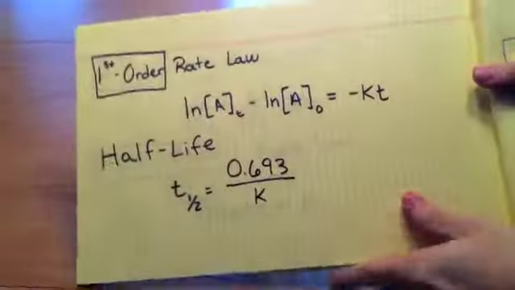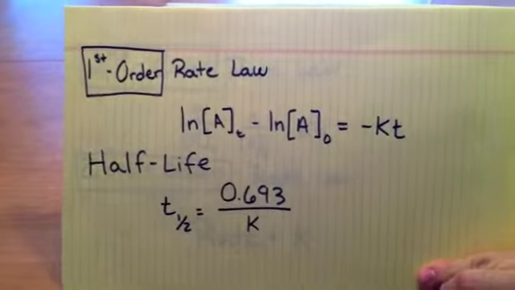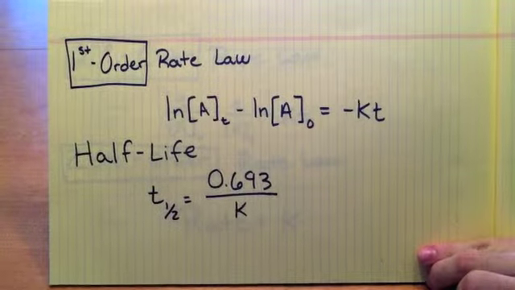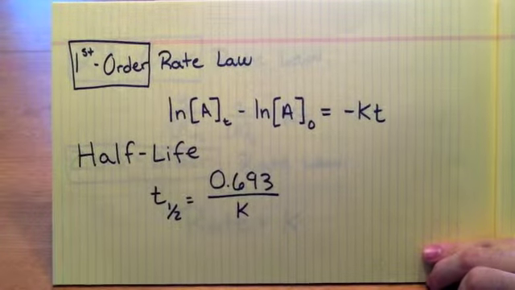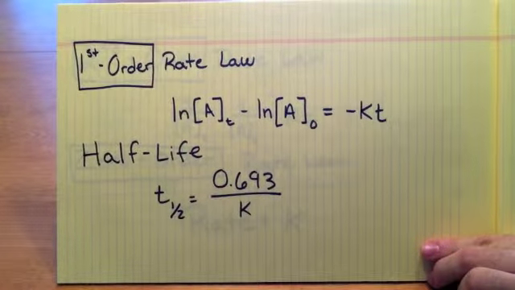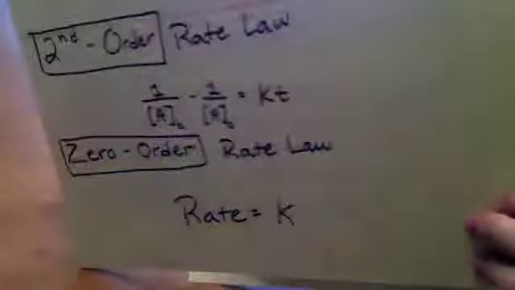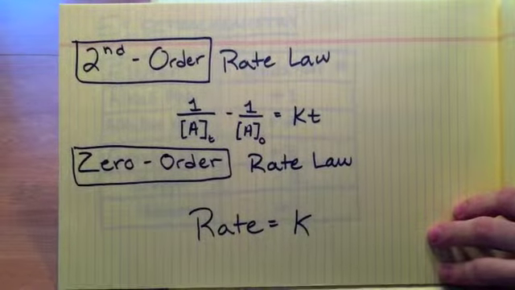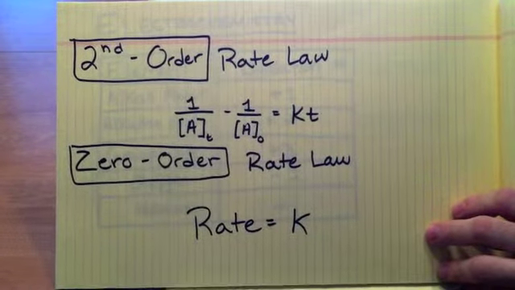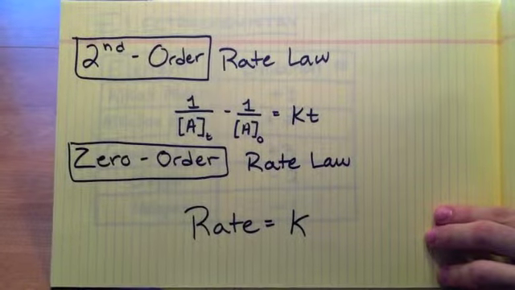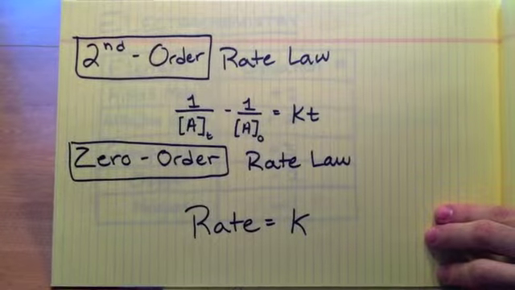Also, the integrated rate laws are very important in kinetics. For first order, you have ln of A final minus ln of A initial equals negative kt. It's important to note that for first order, the slope is always negative. The half-life is 0.693, or ln of 2, over k. For second order, it's 1 over the final concentration minus 1 over the initial concentration equals kt. Opposite of first order, this is a positive slope. For zero order, the rate law is rate equals k.